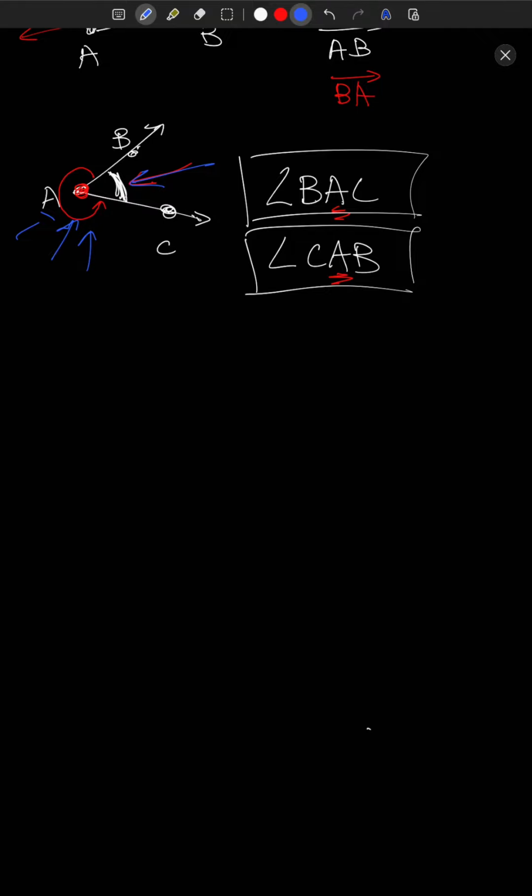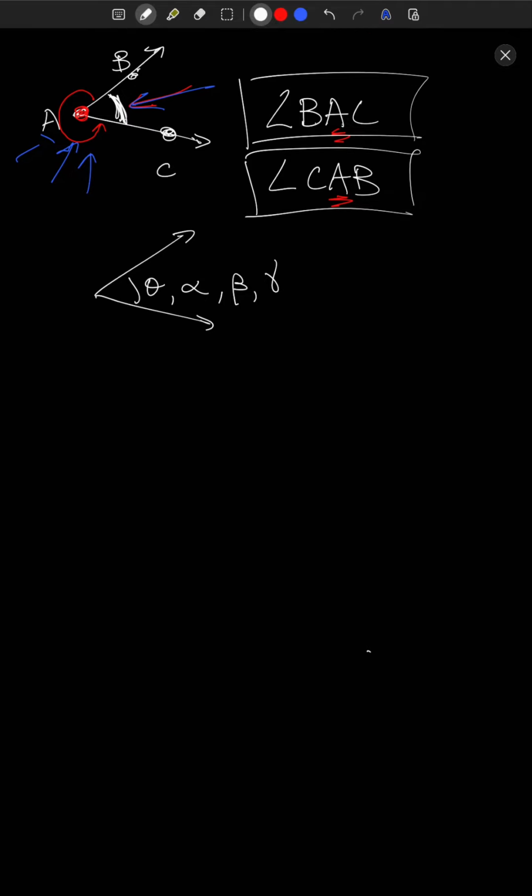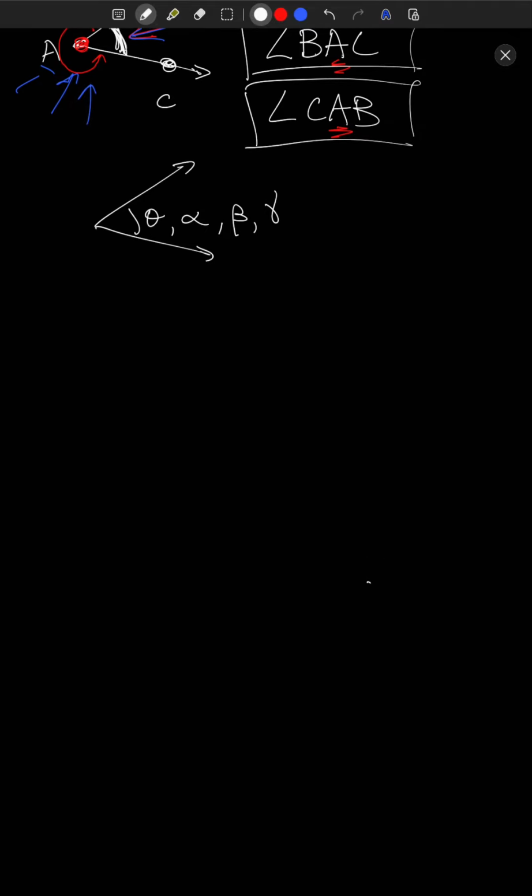In terms of notation, for the names of angles, we're almost always going to use Greek letters. So theta, for example, oftentimes we'll use alpha, we'll use beta, we'll use gamma, but the convention is to use Greek letters.